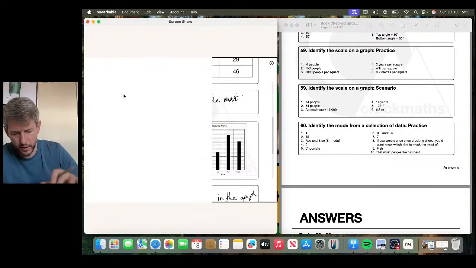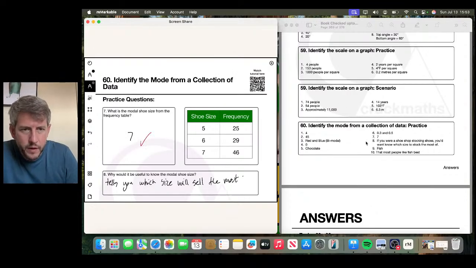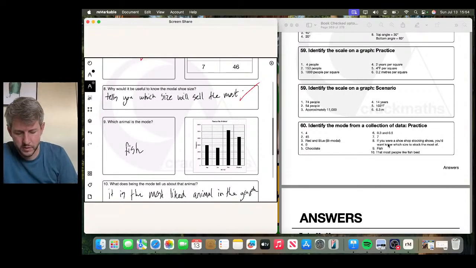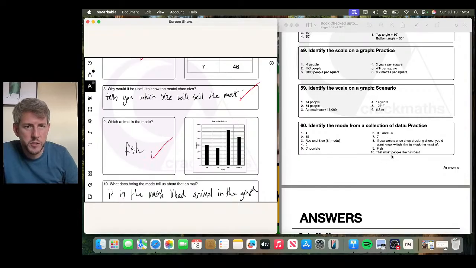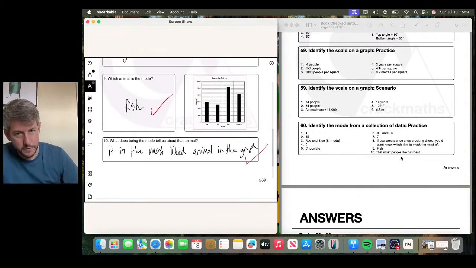Now we can get these marked. So we have got 7. Yeah. If you're a shoe shop stocking shoes, you'd want to know which size to stock most of. Yeah. Tells you which size will sell the most. That's the same kind of vibe. Fish. That most people liked fish the best. Yeah, there we go.